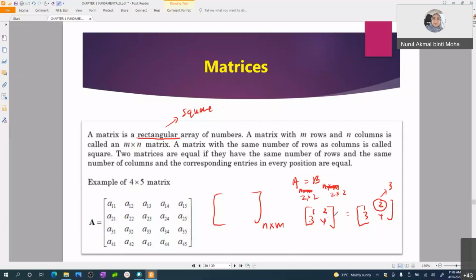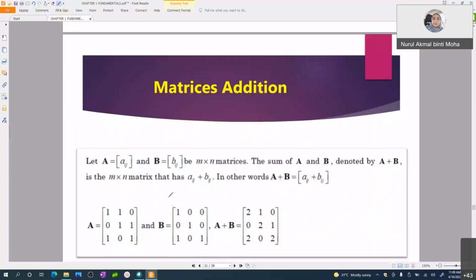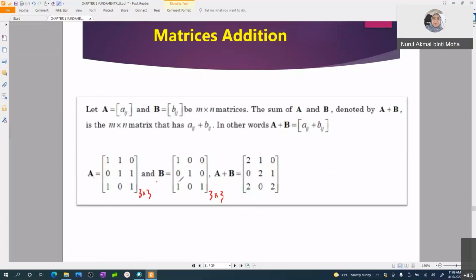Okay, and then for matrix addition, you can just add up. In order to do this addition, you need to make sure that the sizes of matrices A and B are the same. So for this case, you have 3 times 3, so matrix B must be 3 times 3 as well. You cannot have matrix A as 3 times 3 and matrix B as 4 times 4. In that case, you cannot add the two matrices. You must make sure that the sizes of the matrices are equal.